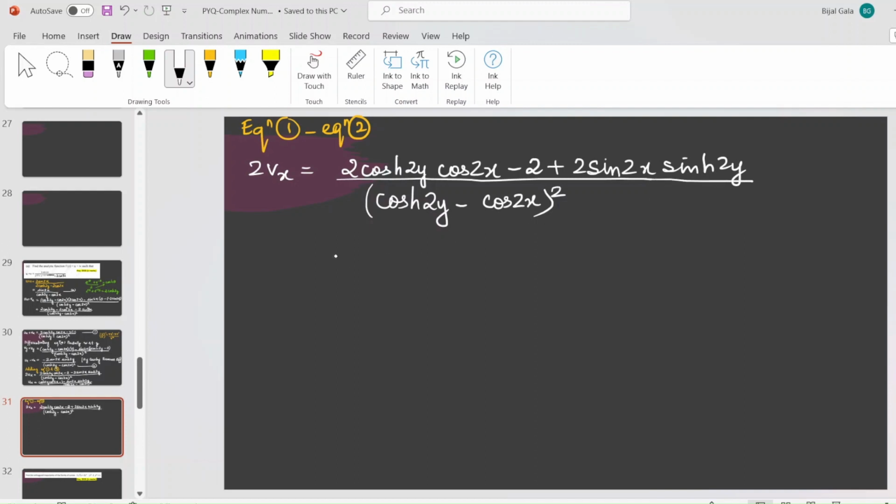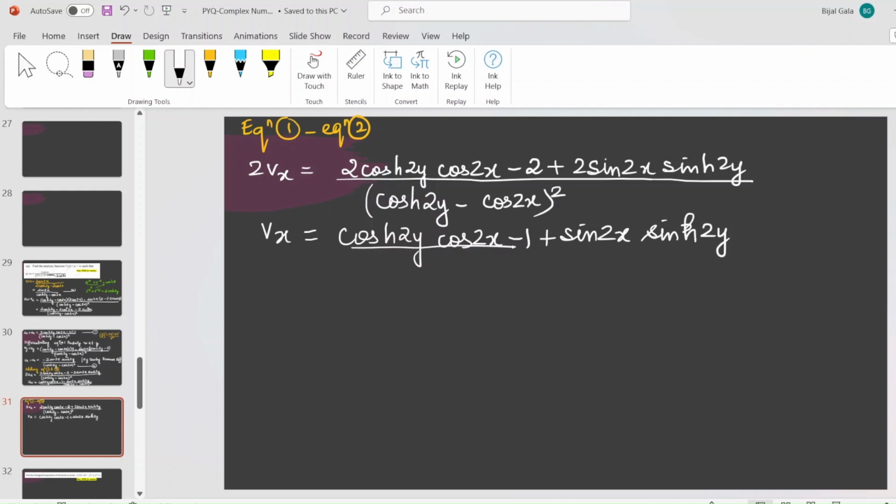Okay. And to find Vx, we'll be dividing again by 2 and we'll get cos hyperbolic 2y cos 2x minus 1 plus sine 2x sine hyperbolic 2y. The entire thing divided by the denominator as it is, so cos hyperbolic 2y minus cos 2x, the whole square. Okay. We found these values.